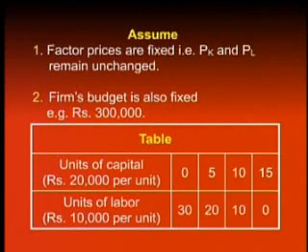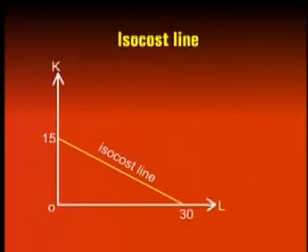For example, assuming that PK, that is the price of capital, is rupees 20,000 per unit and PL is rupees 10,000 per worker, the table here shows various combinations of capital and labor that would cost the firm rupees 300,000. These figures can then be plotted on the graph. The line joining the points is called an isocost. It shows all the combinations of labor and capital that cost rupees 300,000.